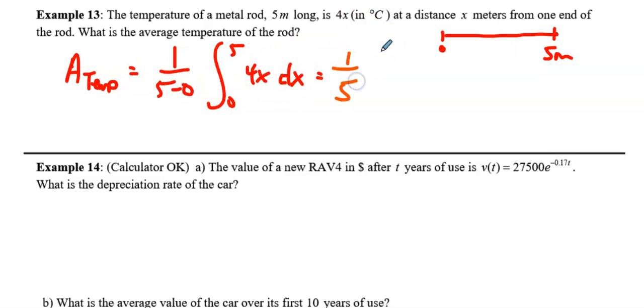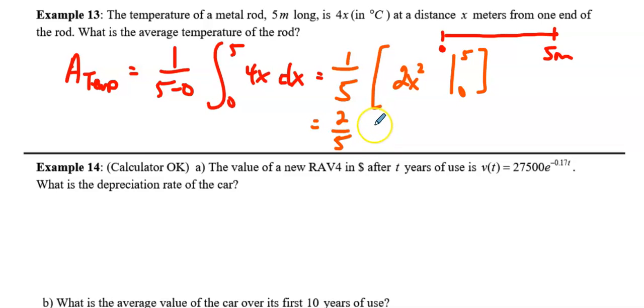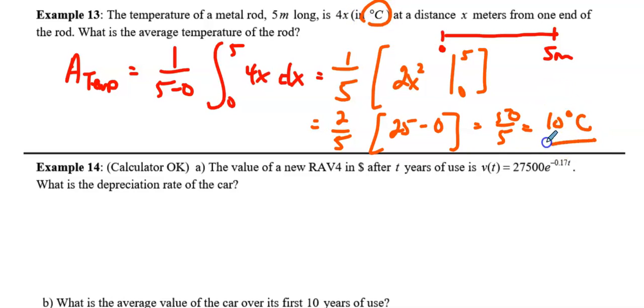So all I have to do here is just integrate this. So I get 1/5, and then we'll integrate this. This is going to be 2x squared, evaluated from 0 to 5. And just like before, I can pull out 2. I don't really need to, but I can pull out 2/5. And then I'm going to do 25 minus 0. And so I'm going to get 50 over 5, which gives me 10. And 10 is the degrees Celsius.